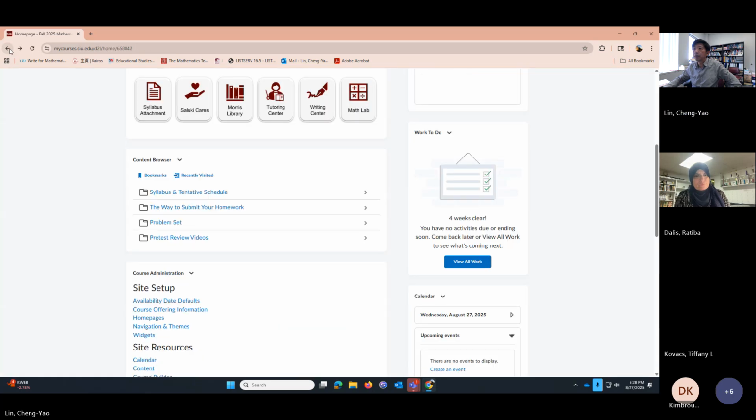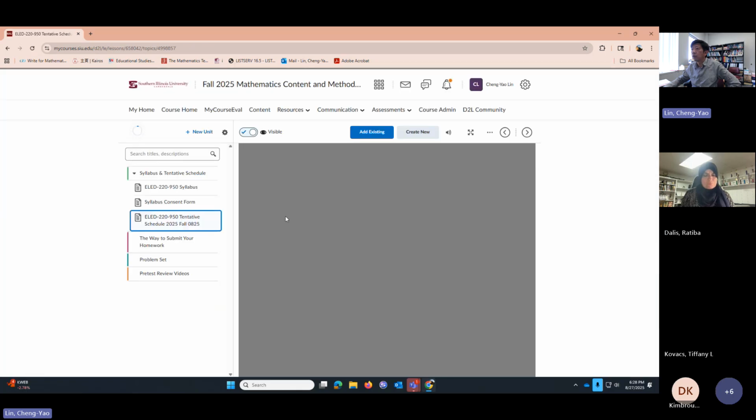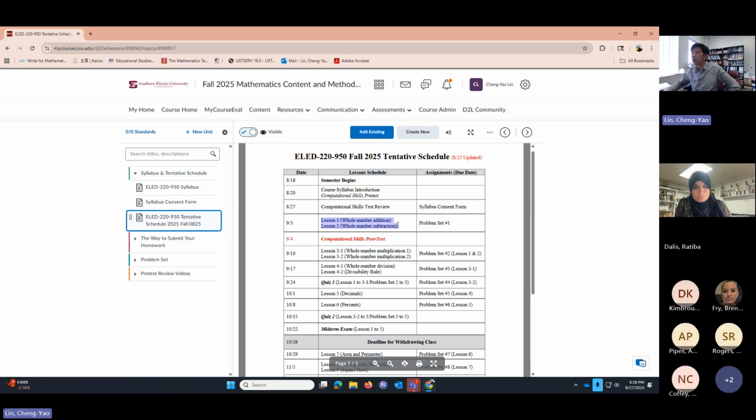Next we go over the tentative schedule. This is a tentative schedule, so we will follow this. Today we're going to talk about the computational test, right? And then you have to turn in your syllabus consent form. If you already turned it in, it should be no problem. Next Tuesday, we will go over lesson 1 and lesson 2, and you have to turn in your problem set 1. But the same week, maybe Wednesday, at your convenient time, we will do the computational test.